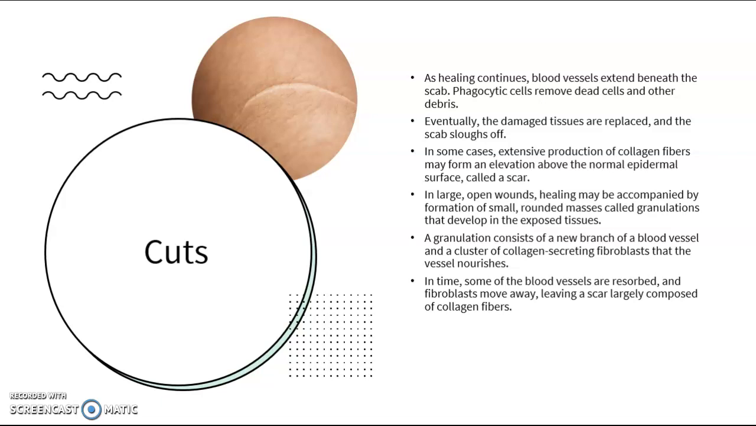In large open wounds, healing may be accompanied by formation of small rounded masses called granulations that develop in the exposed tissues. A granulation consists of a new branch of blood vessels and a cluster of collagen-secreting fibroblasts that the vessel nourishes. In time, some of the blood vessels are resorbed and fibroblasts move away, leaving a scar largely composed of collagen fibers. Right here is a picture, which is an example of a scar.